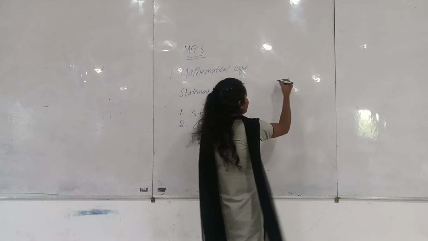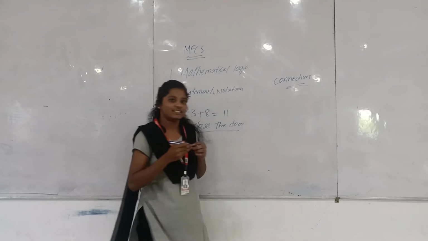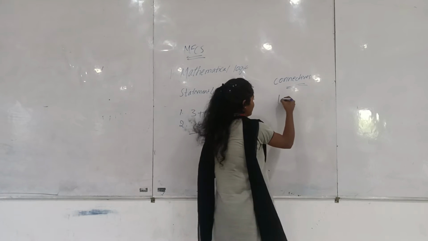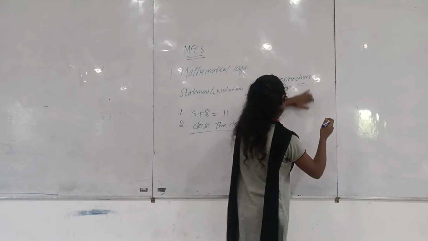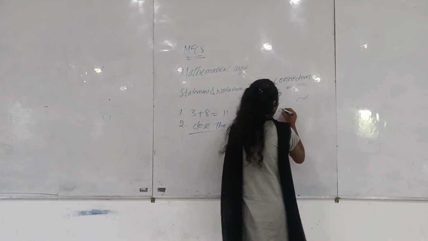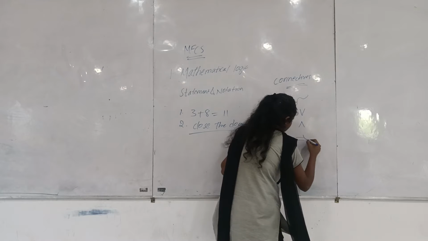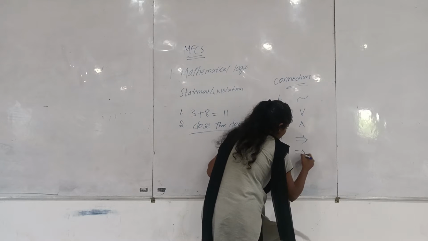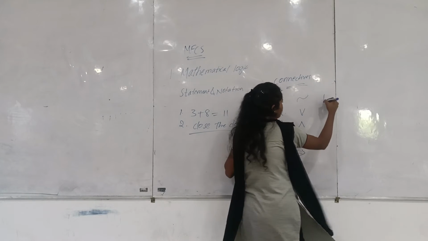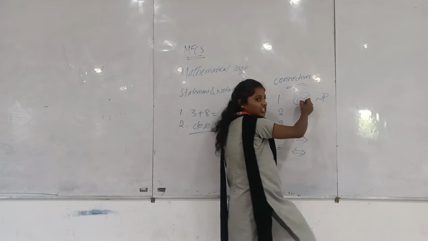And the next topic is connectives. Connective means nothing but combining two or more propositions, right? There are 5 connectives. These are the symbols for the connectives, and the first can be written in symbolic form as negation P. It is called negation.